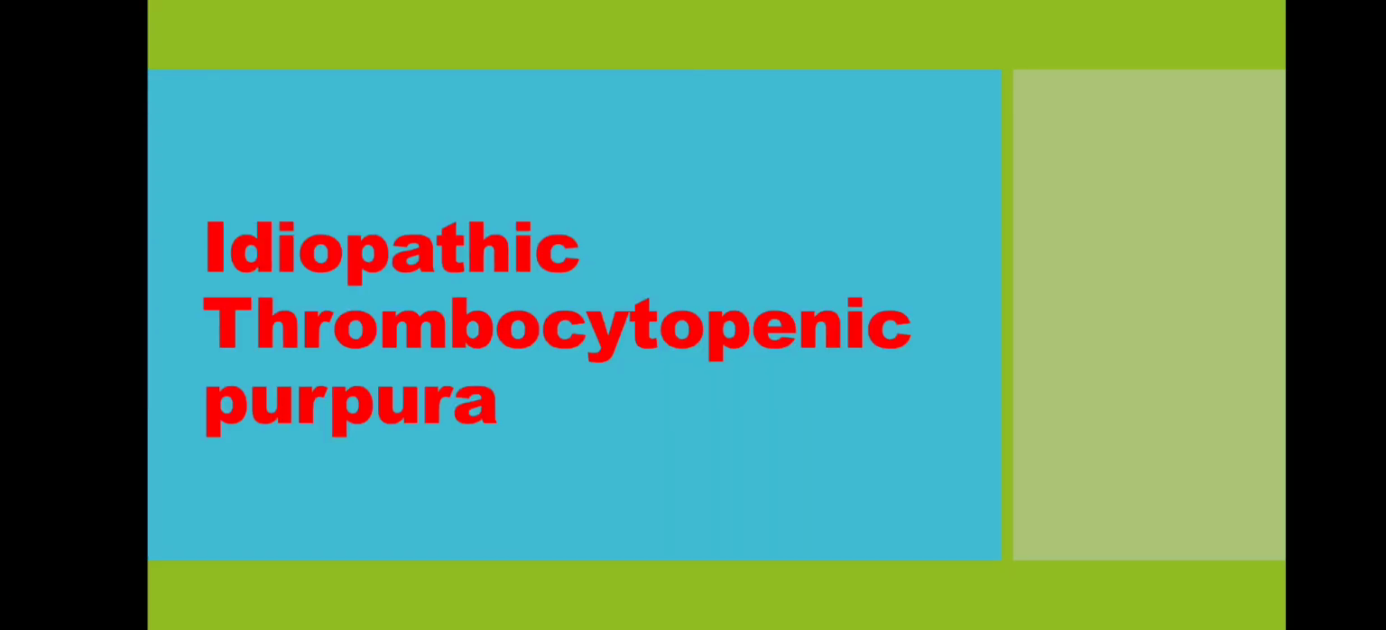Now let's talk about idiopathic thrombocytopenic purpura. What do you mean by this? Thrombocytopenia means there is a low platelet count, and purpura means there is skin hemorrhage. So it's a simple thing: there is a low platelet count in your body. As a result of this low platelet count, there will be skin hemorrhage on your body. Let's talk about how this actually happens in your body.